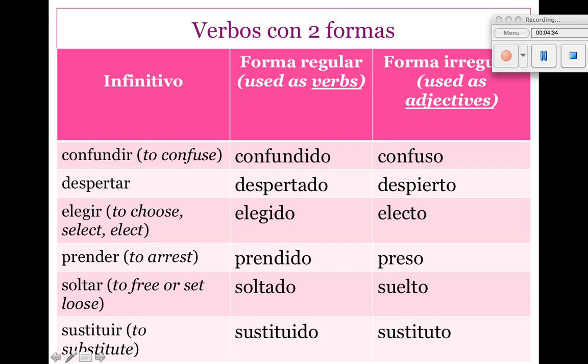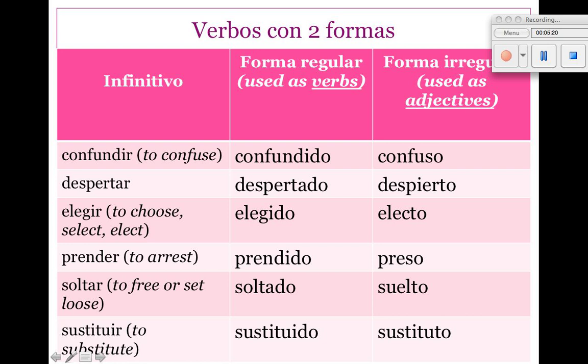So for example, necesito escribirlo. Despertar is to wake up, okay? If I say I have woken up my daughter, yo he despertado a mi hija. So I have woken her up. There it's as a verb. But when I use any of them as adjectives, they have an irregular form. She has confused the students with her explanation. Ella ha confundido a los estudiantes con su explicación.